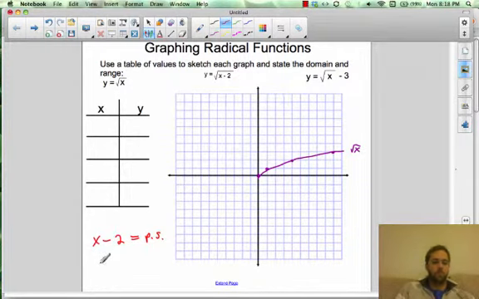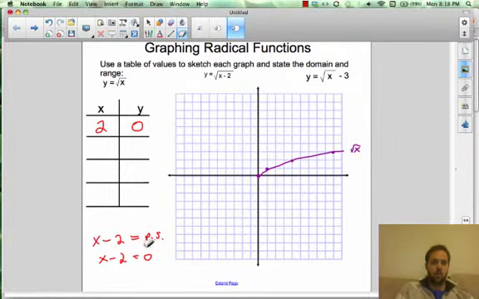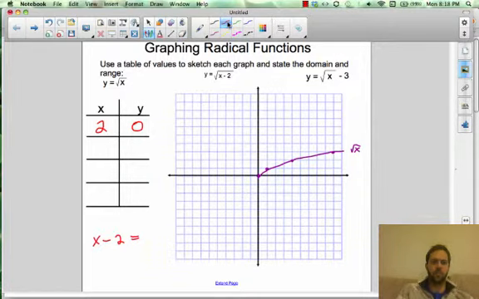Now, if we want our first perfect square to be 0, x minus 2 equals 0, then you solve this simple equation and you get x equals 2. So if x equals 2, then in here we have the root of 2 minus 2, which is the root of 0, which will give you a 0 value for y. And you can keep going with that trend.